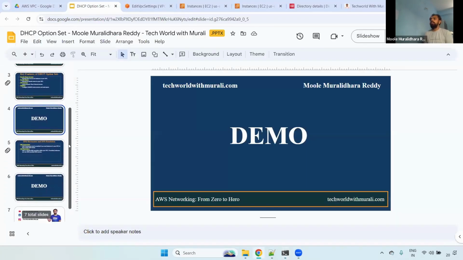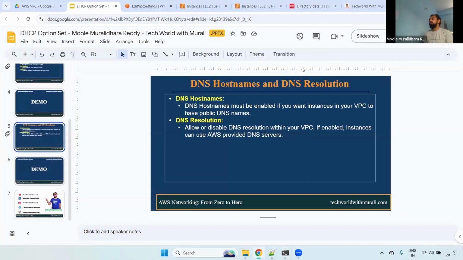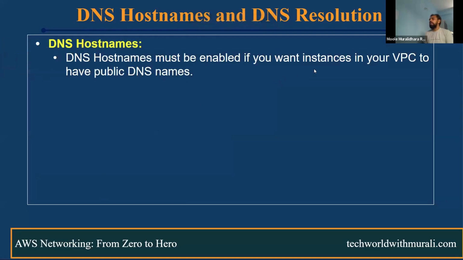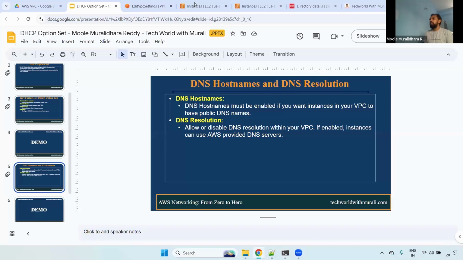You can come down here, and the next one is DNS hostname and DNS resolution. DNS hostname, right? When you enable this DNS hostname, it will assign a public DNS name to the public server. When you create a server in the public subnet, if you want to generate the DNS name, you have to enable DNS hostname at the VPC level. I can show you that.